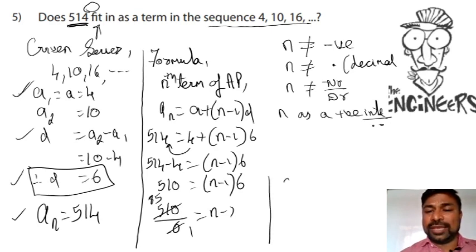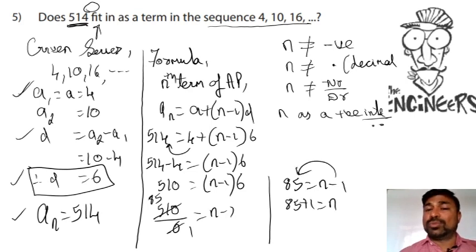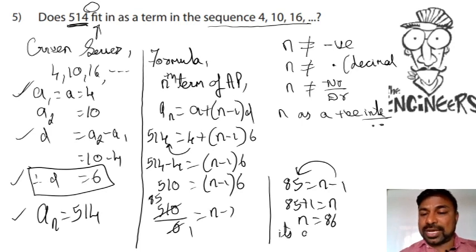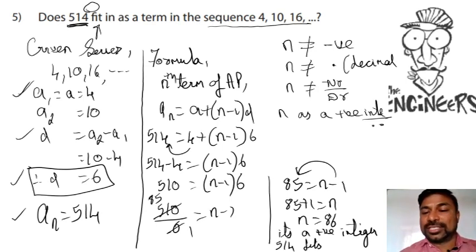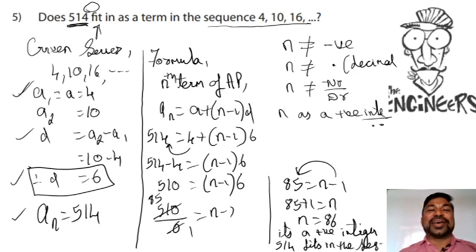So now you got 85 equals n minus 1. Transpose minus 1 to the other side: 85 plus 1 equals n. Then what do you get now? n equals 86. Did you get a positive integer? Yes, it's a positive integer. So being an engineer, straight away say, yes, the number 514 fits in the series. You are the best engineer, man. You have fitted the perfect number in the perfect series.